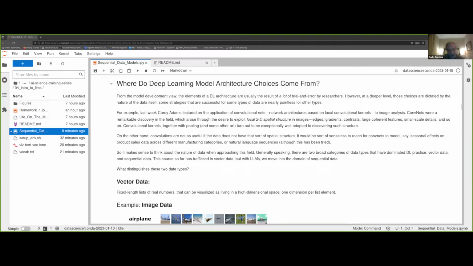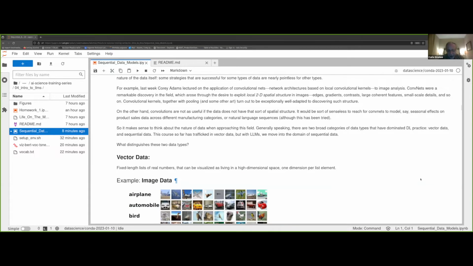So when you're asking how to choose an architecture to analyze some data, it really makes sense to think about the nature of the data. Generally speaking, there are two kinds of data in this subject that have dominated deep learning practice. It's a little bit like the old joke about there being two kinds of people in the world: the people who divide people into two categories and the people who don't. But in the case of deep learning, by and large, there are only two types of data: vector data and sequential data. So far, the kind of data that you've seen is vector data, but now as we move on to LLMs, we're going to have to talk more seriously about sequential data.